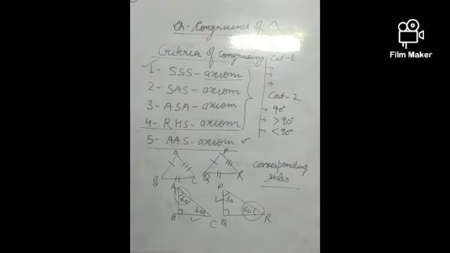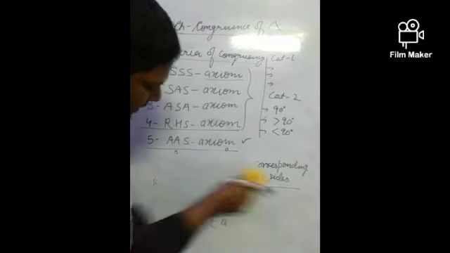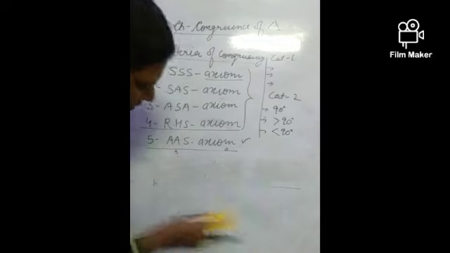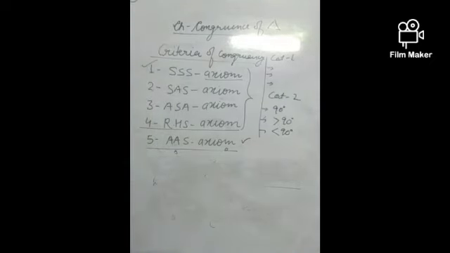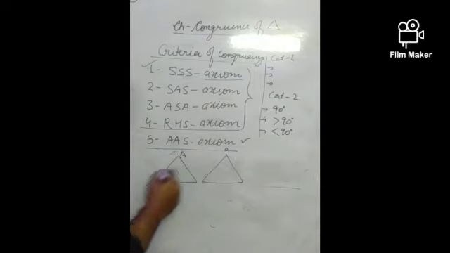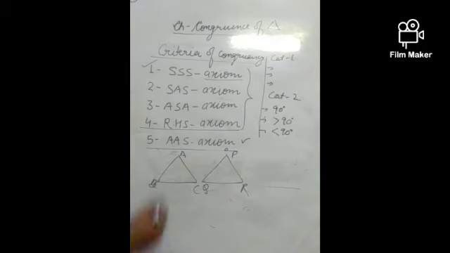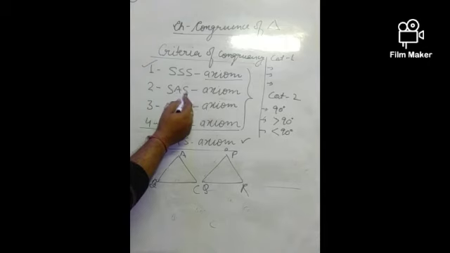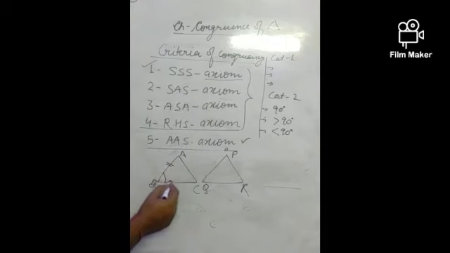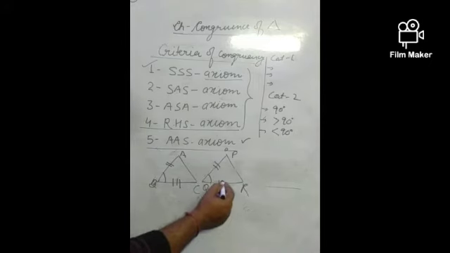Okay, dear, let's move to the next one. This was the explanation of the first one. So the next one is what? Side angle side. Two triangles are there. Just see, these are the two triangles named A, B and C, and P, Q and R. See this, side angle side, this side, angle and side.